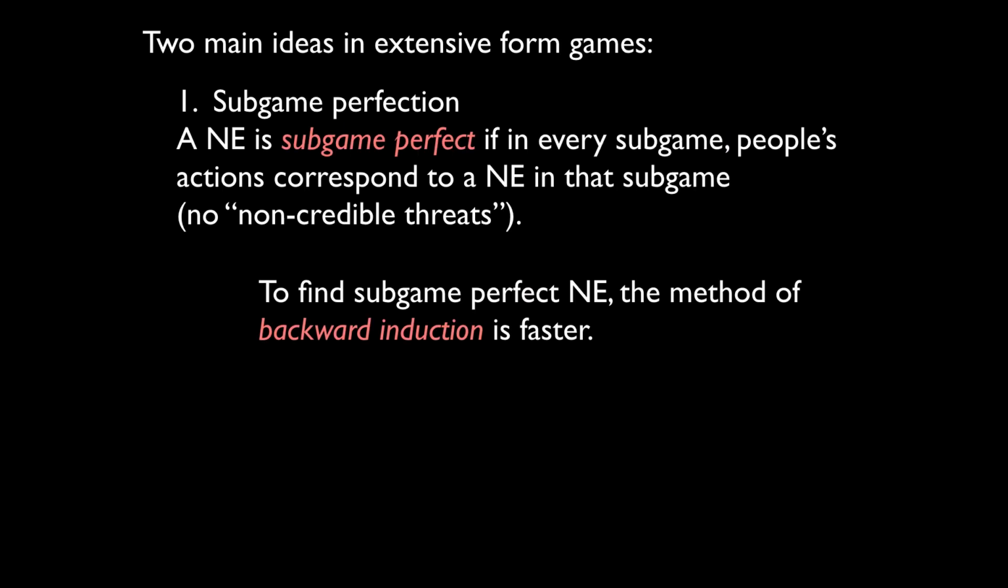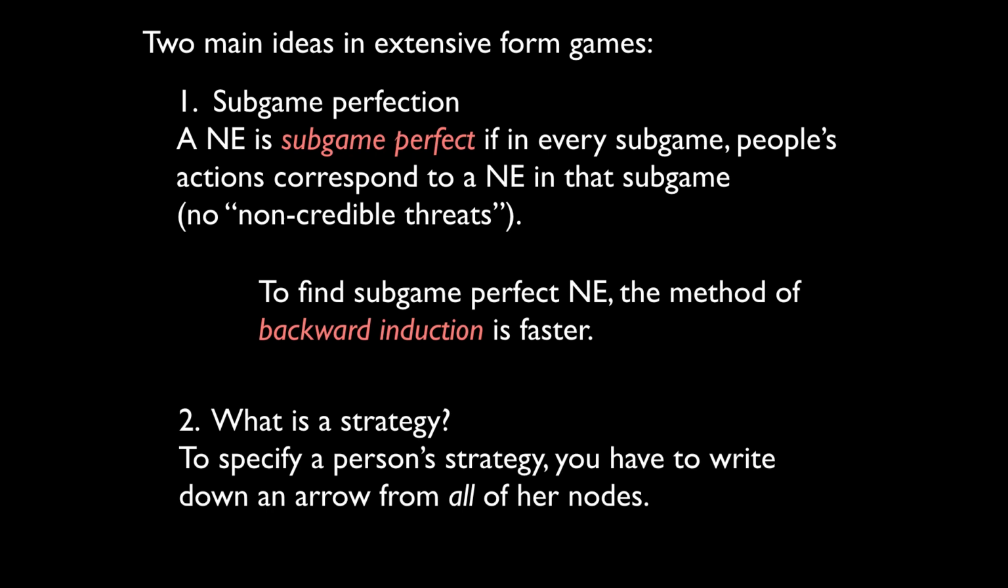Let's do this. Again, 2 main ideas from these games. Again, subgame perfection, we just did backward reduction. Let's do another example. And what is a strategy? A strategy is a complete contingent plan.